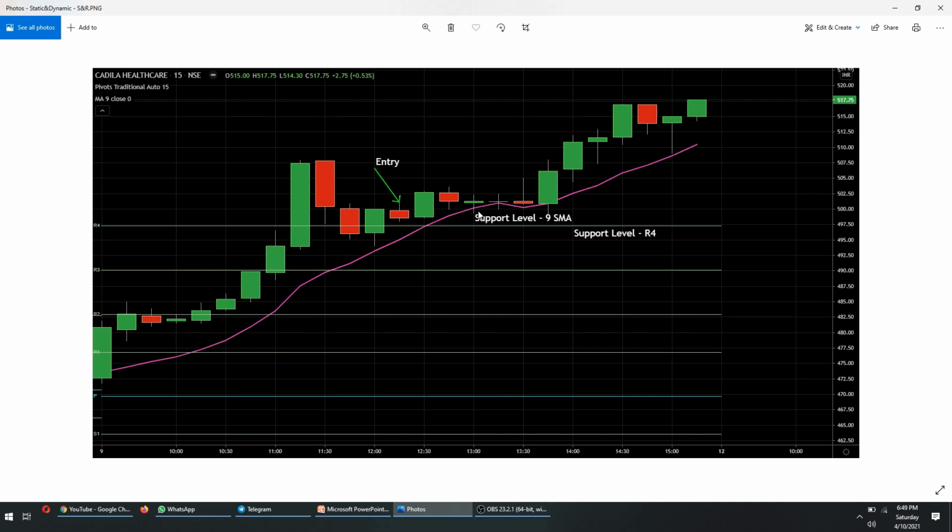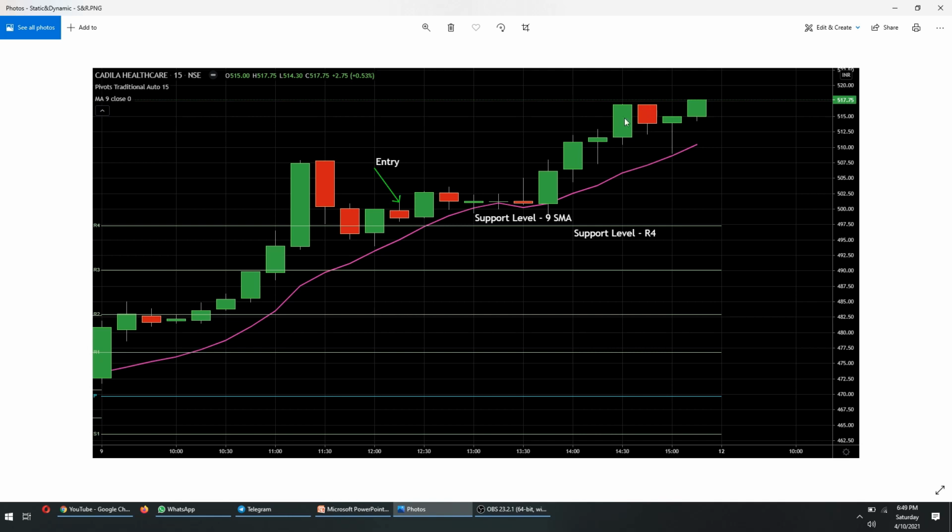Now this is scenario number one. Scenario number two is, let's say, for example, any of these candles among these 4 to 5 candles, let's say this red candle, if at all it would have closed below this particular 9 SMA. Does that mean that Cadilla will not be able to go up? The answer is no. And why do I say that?